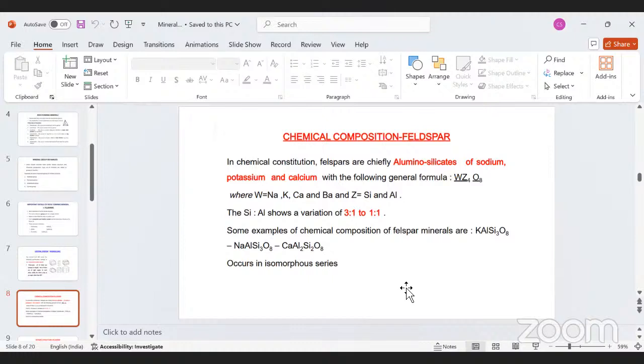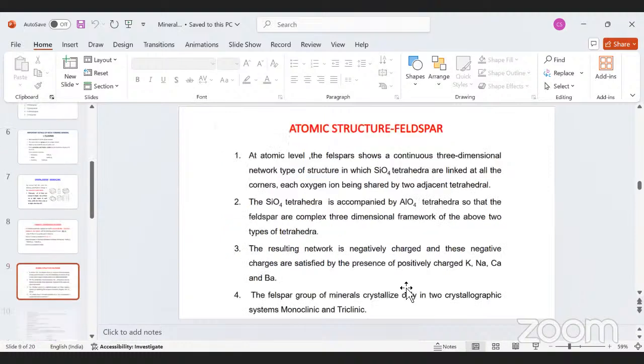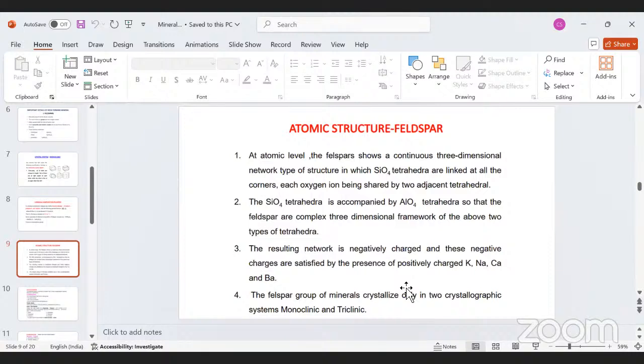KAlSi3O8 we call orthoclase or potash feldspar. Sodium feldspar, or plagioclase feldspar, is NaAlSi3O8. And anorthite, or calcium feldspar, is CaAl2Si2O8. This is almost an isomorphous series, with almost equal elements forming here. Next is the atomic level. The atomic structure of feldspars has different atoms, depending on the availability of linkage and of oxygen bonding one ion to another ion. So here it requires 1:4.